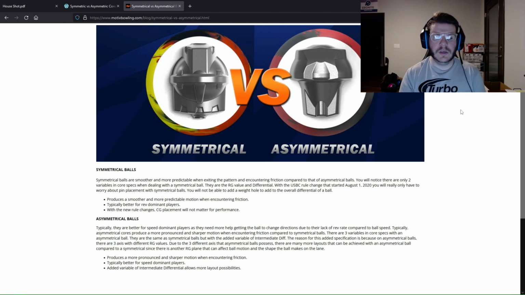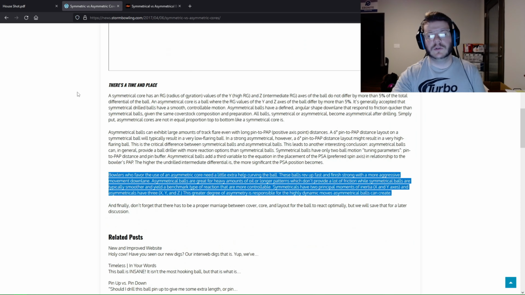So, let me talk about what I agree with and then what I disagree with. What I agree with is obviously both manufacturers, I think, are absolutely right whenever they say, the added variable of intermediate differential allows for more layout possibilities. That's how Motive says it. And then Storm says a little more technical definition and just says that symmetricals have 2 principal moments of inertia, x and y axes, and asymmetricals have 3, x, y, and z. There's no way to argue against that. That's absolutely right.